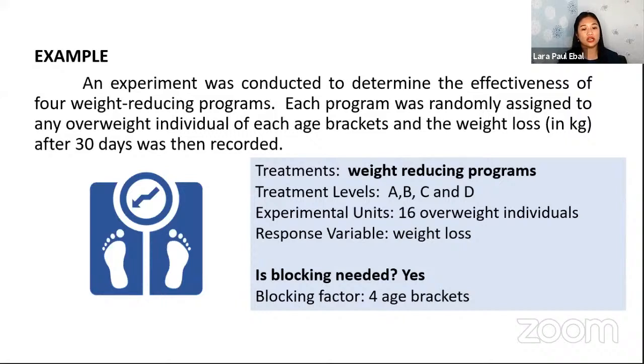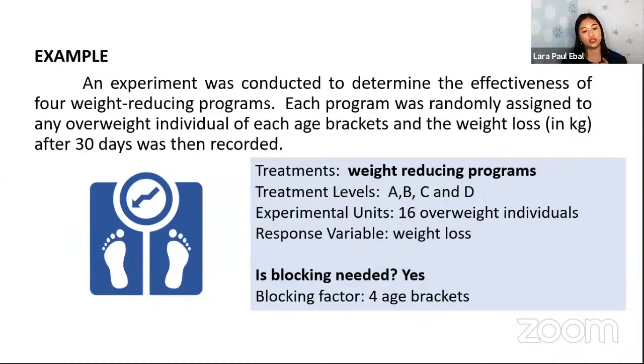An experiment was conducted to determine the effectiveness of 4 weight reducing programs. So there are 4 programs. Each program was randomly assigned to any overweight individual of each age bracket, and the weight loss in kilograms after 30 days was then recorded.